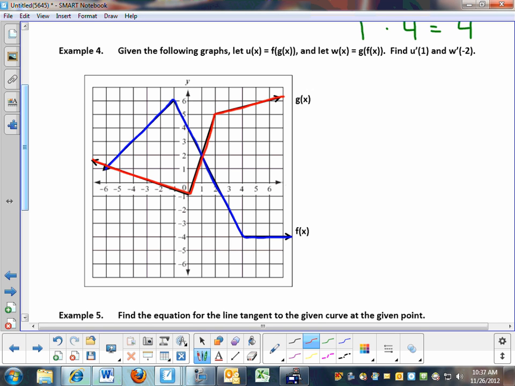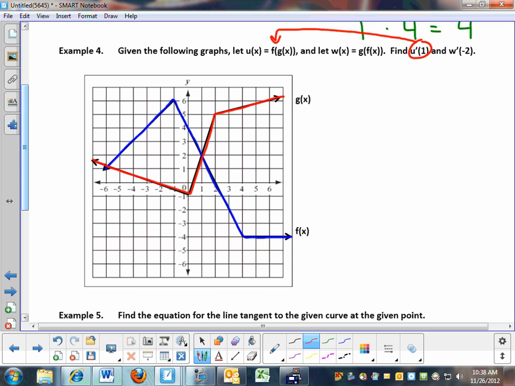It says, given the following graphs, let u of x be equal to f of g of x. So u of x is a composition of the two, okay? And it says let w of x equal g of f of x. So again, a composition of the two. I need to find u prime of 1. So I really need to look at this. And then I need to find w prime of negative 2.